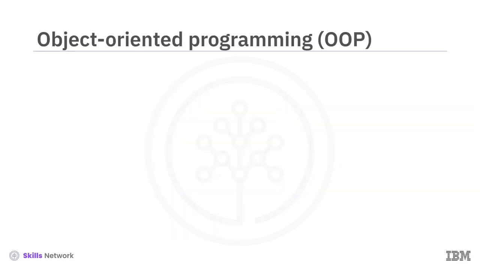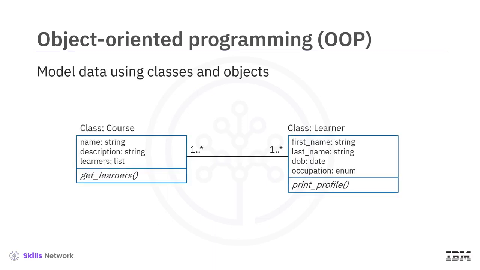In the modern application development environment, OOP is the mainstream, and it is quite different from SQL. Unlike SQL, which models entities using tables, rows, and columns, an object-oriented language models entities using classes and objects. In OOP, course entity would be defined as a class with two primitive attributes, name and description, and one reference attribute, the list of learners.